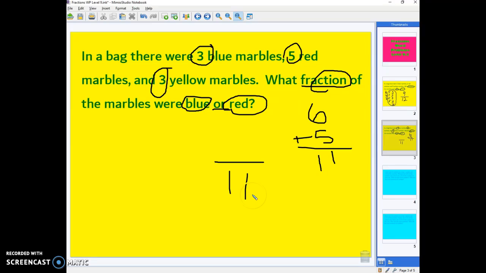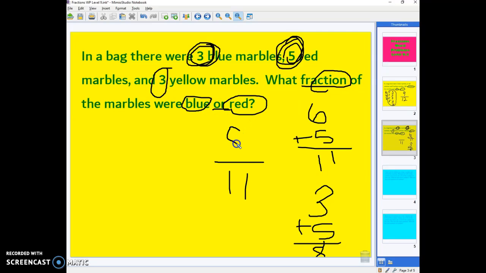And what fraction of the marbles were blue, so blue again, or red? So I've got to add those two together. So I'm going to add 3 plus 5 and get 8. So 8 marbles were either blue or red. So 8/11ths of the marbles in that bag were blue or red. So that's how you do those kind of problems. You can draw it out or just do your addition. Look at your numbers and your important information. You know you're going to draw a fraction here, so draw your fraction bar and figure out what you're going to have as your numerator and denominator.